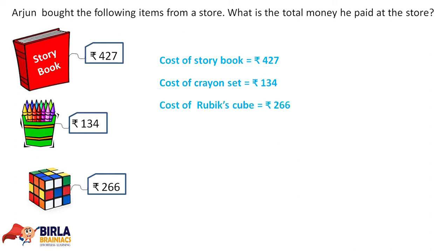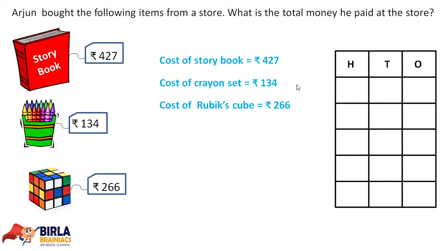What is the total money he paid at the store is nothing but the sum total of all these three numbers. Yes or no? Since we have to add these three numbers, we'll take the same table and put all the digits in that. First number is 427, right to left you write the digits. Second number is 134, third number is 266. Always have the habit of writing the digits from right to left. And we are going to add all of them, so put a plus sign.